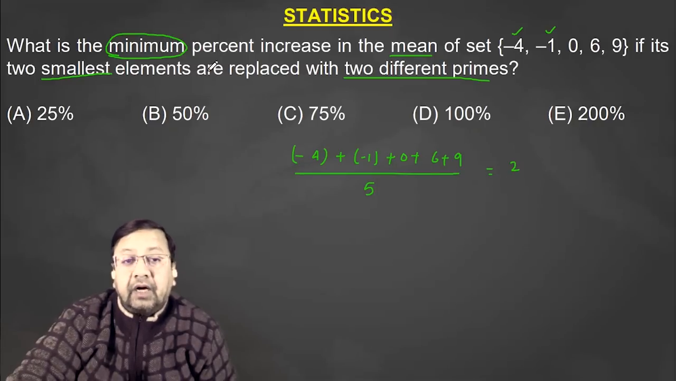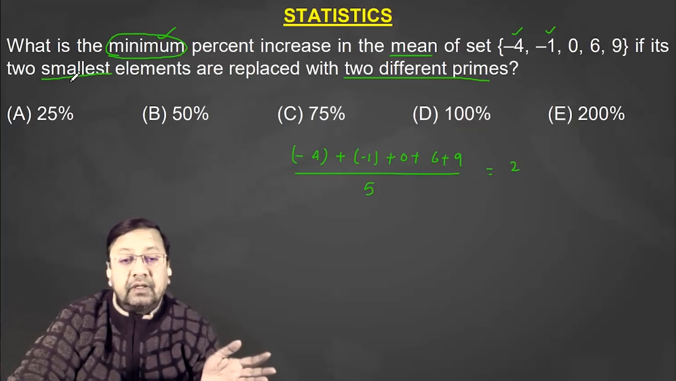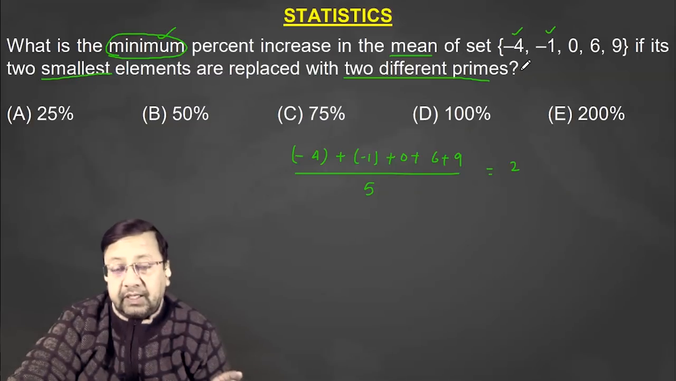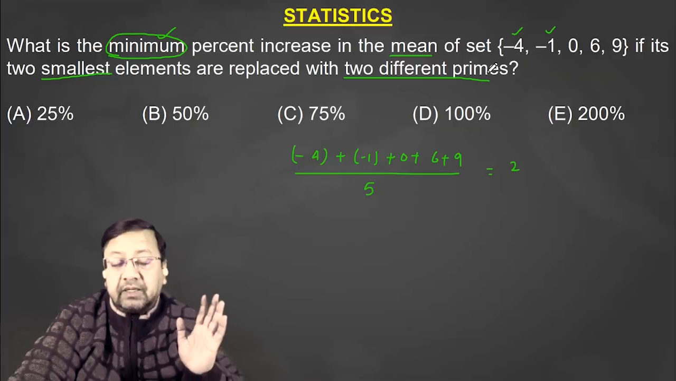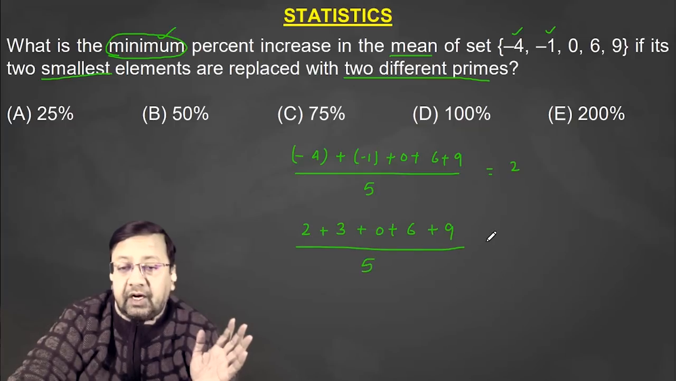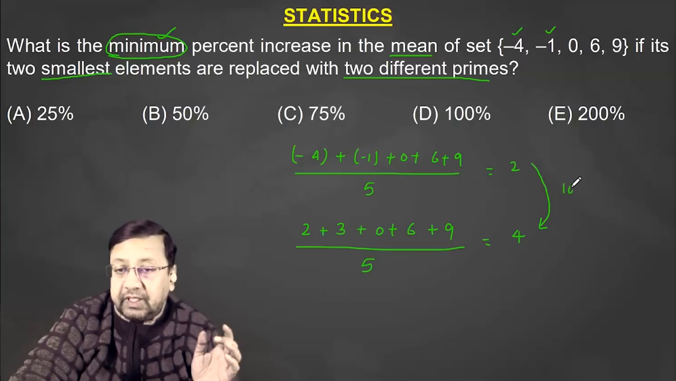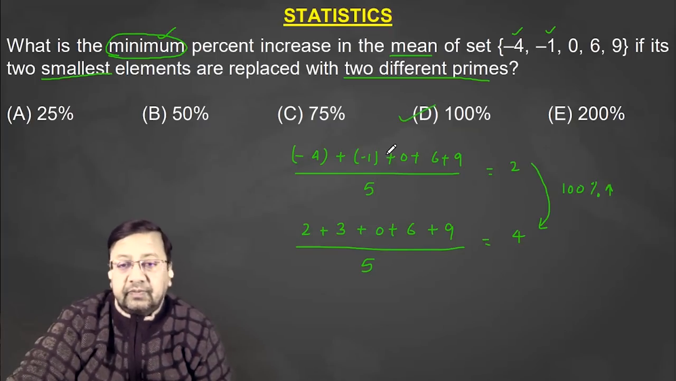Yes, Ahintara. Now, I need the minimum percentage increase, first thing. So I should have minimum numbers. I'm replacing the smallest elements, so I should replace minus 4 and minus 1 with two different primes. If I need a minimum percentage increase, replacing the smallest elements with prime numbers, what should I take? 2 and 3, right? So 2 plus 3 plus 0 plus 6 plus 9, divided by 5. How much is this? 4. Done. So from 2 to 4, it doubles. If it doubles, what is the increase? 100% increase, right? So my answer is the fourth option, 100%.